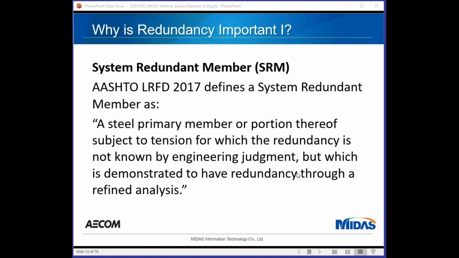So why do we care if a structure is redundant or not? Why is it important? AASHTO defines a redundant system, and I'm just going to read it. It's a steel primary member or portion thereof subject to tension for which the redundancy is not known by engineering judgment, but which is demonstrated to have redundancy through a refined analysis. So those are just some words put together that tell me that I have to do a refined analysis to find out if a member is part of a redundant system.